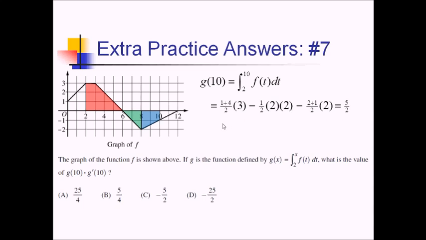Now for the easier one, g prime of 10. Since g equals the integral of f, using our fundamental theorem, we can say g prime equals f of x. So that means g prime of 10 equals f of 10. F of 10 is just the y value with the x value 10 on this graph. So down here, that's negative 1. All right, so now g of 10 times g prime of 10 is going to be the 5/2 for g of 10 and the negative 1 for g prime of 10. So altogether, that comes out to negative 5/2, which gives us answer choice C.